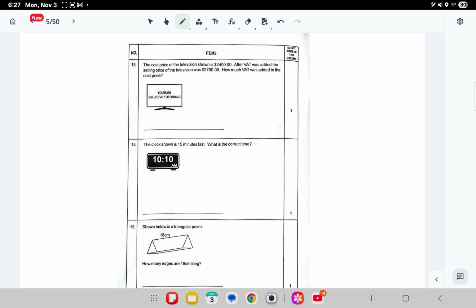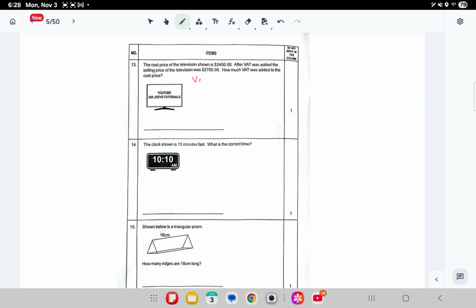Number 13, the cost price of the television shown is $2,400. After VAT was added, the selling price of the television is $2,700. How much VAT was added to the cost price? So they gave you the selling price and they gave you the cost price. I want to know the amount of VAT that was added.